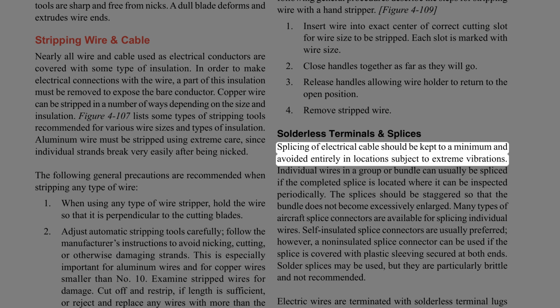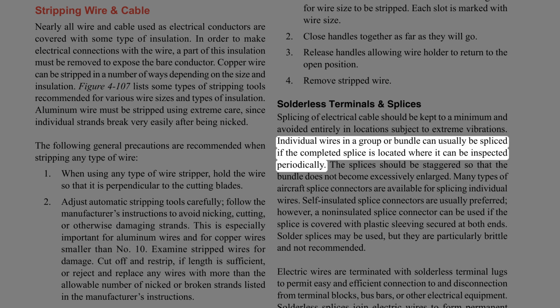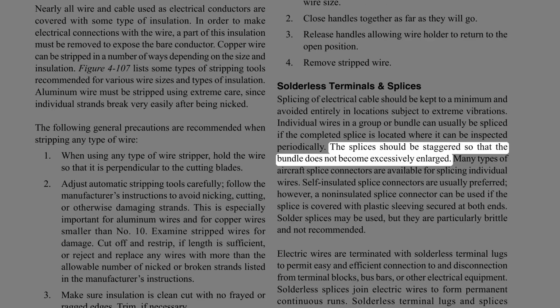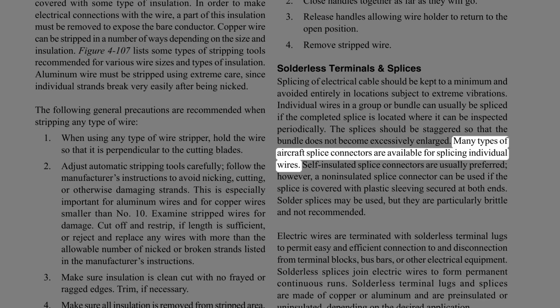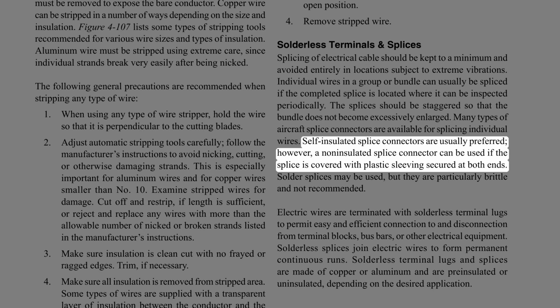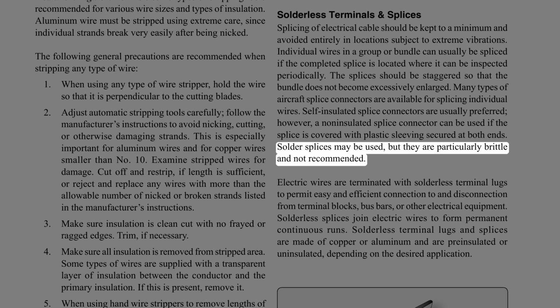Splicing of electrical cable should be kept to a minimum and avoided entirely in locations subject to extreme vibrations. Individual wires in a group or bundle can usually be spliced if the completed splice is located where it can be inspected periodically. The splices should be staggered so that the bundle does not become excessively enlarged. Many types of aircraft splice connectors are available for splicing individual wires. Self-insulated splice connectors are usually preferred. However, a non-insulated splice connector can be used if the splice is covered with plastic sleeving secured at both ends. Solder splices may be used, but they are particularly brittle and not recommended.